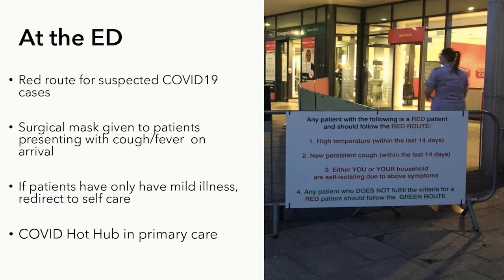Okay, so what happens when the patient comes to the emergency department? The emergency department currently, across the country, is divided into two areas. One is a red area, the other one is a green area. The green area is a clean area, which means patients there are not suspected of having COVID-19. The red area is for patients who are suspected COVID-19 patients.